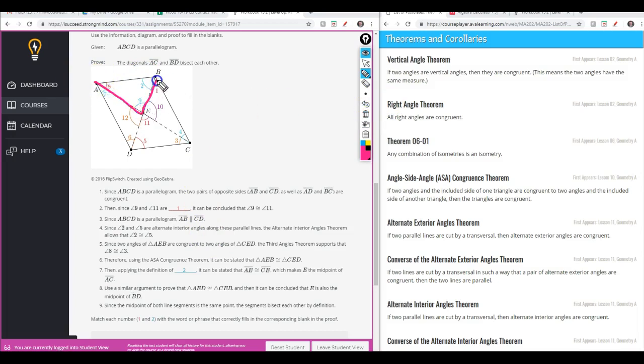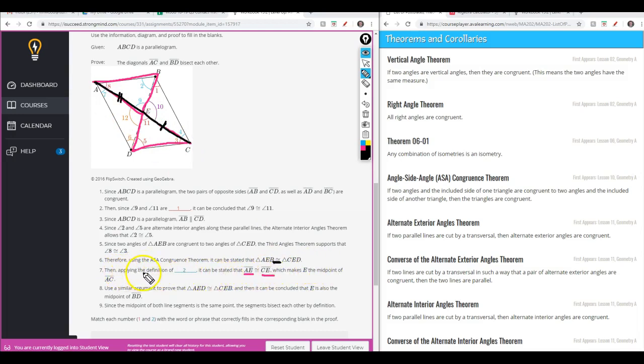So triangle AEB, right here, is congruent to triangle CED. And I'm going to notice that segment AE and segment CE are both sides. There's segment CE right here and segment AE right here. They're both sides of the triangles that they just stated were congruent.